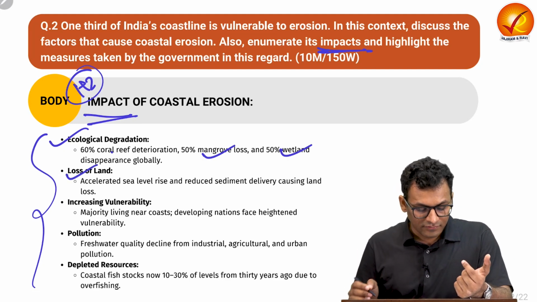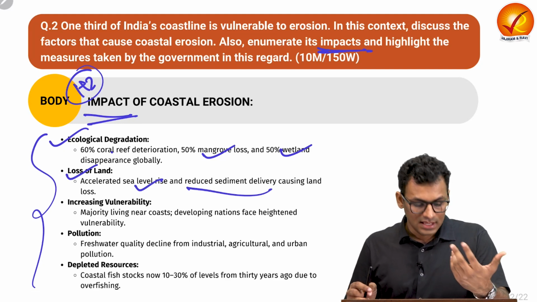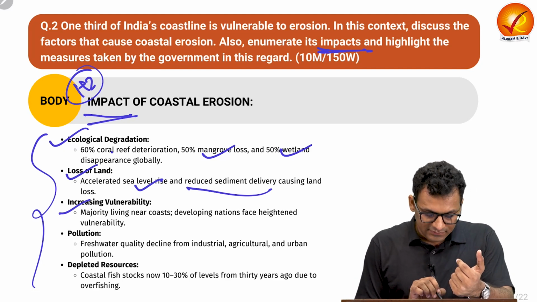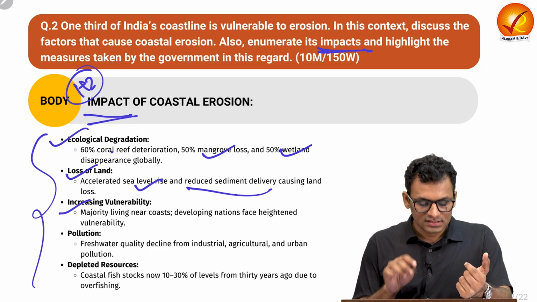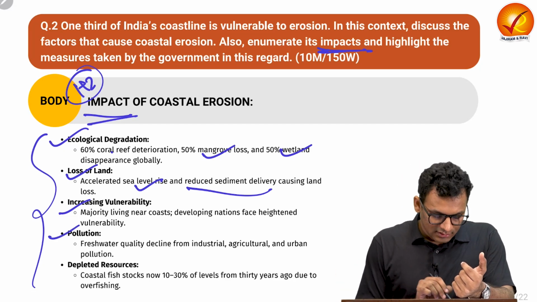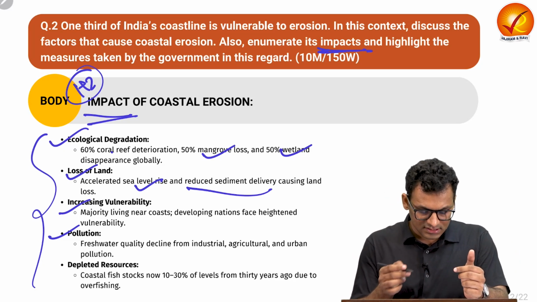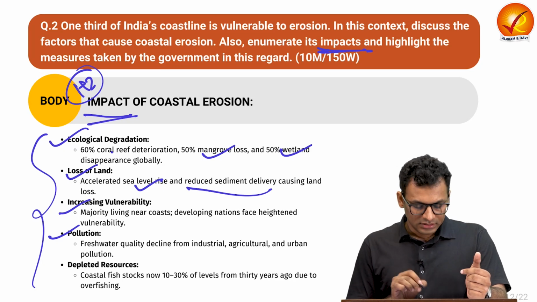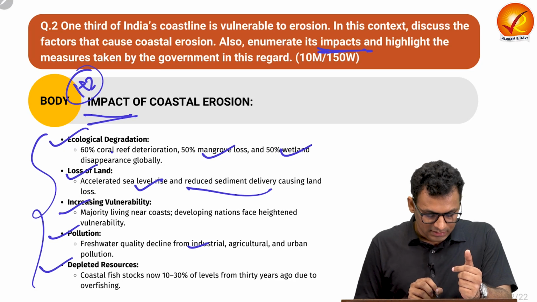Then we have loss of land due to sea level rise and reduced sediment delivery, causing land loss. Next is with respect to increased vulnerability, as we are looking at unplanned urbanization, which again increases the coastal erosion. Again, we can talk about pollution and how it affects the river body that brings the sediments, and how those flows are polluted with industrial, agricultural, and urban pollution. And lastly, it depletes resources.